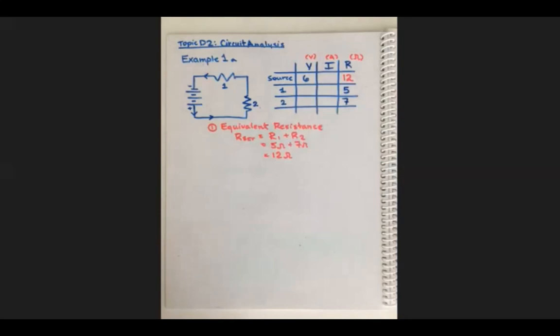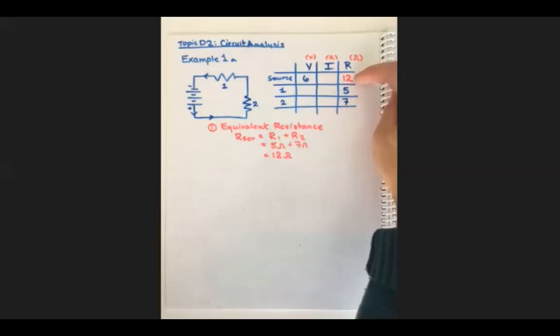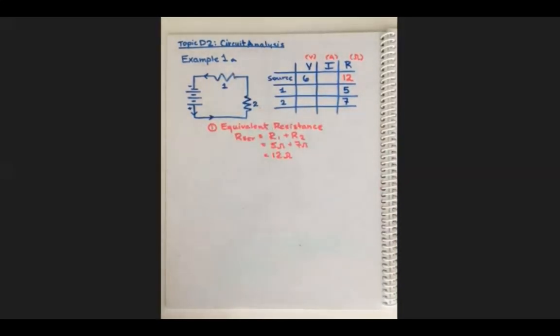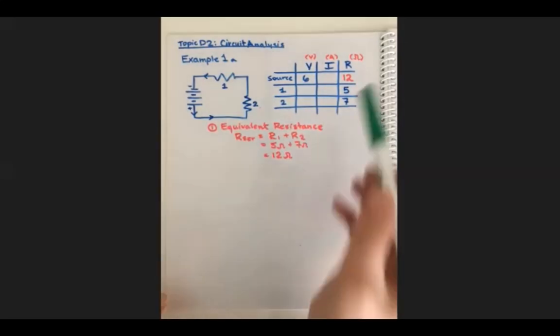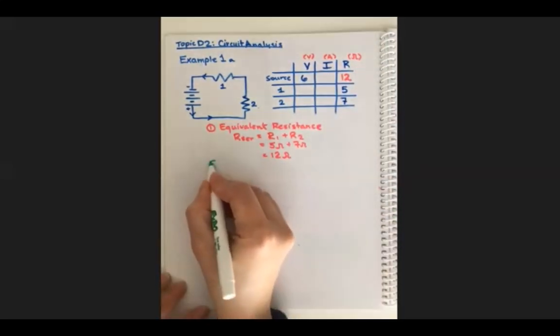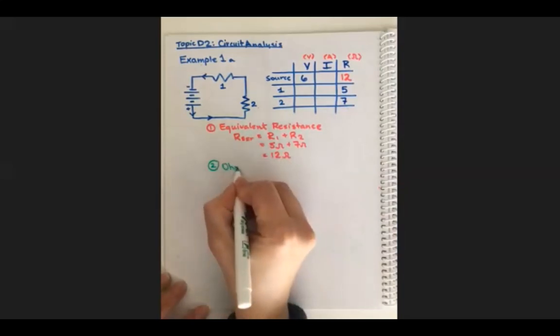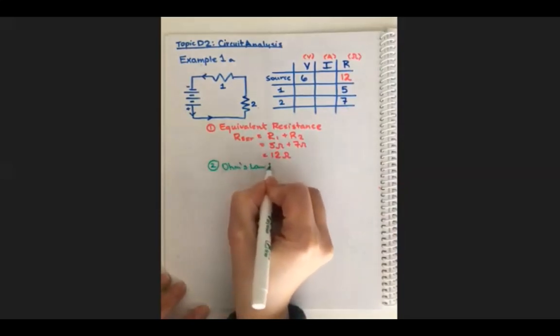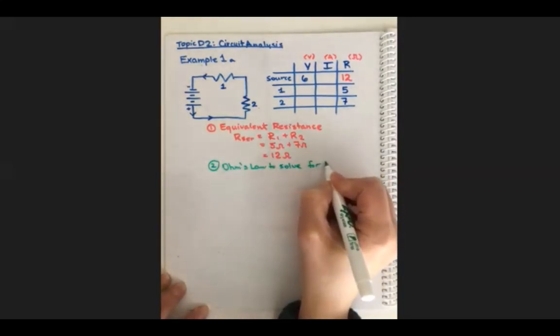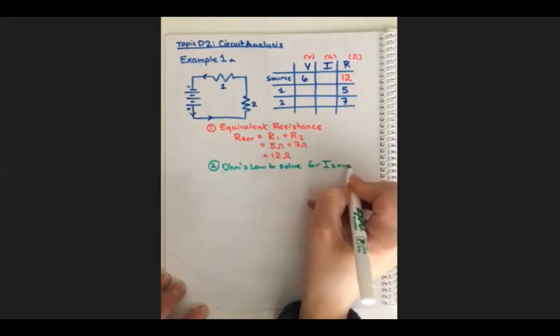Okay, now that we have equivalent resistance, now that we solved for equivalent resistance of the entire circuit, that's if all of the resistors were replaced by 1, now I have 2 out of the 3 of the first row. So now for my second move, I'm going to use Ohm's law to solve for the current through the source.